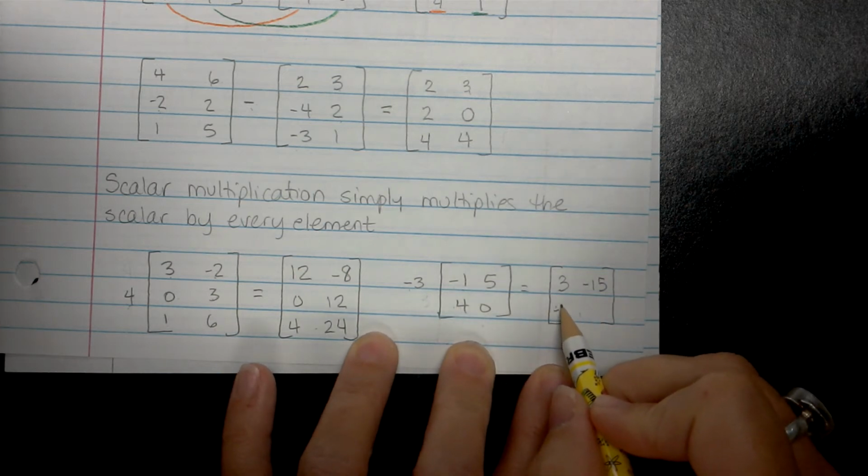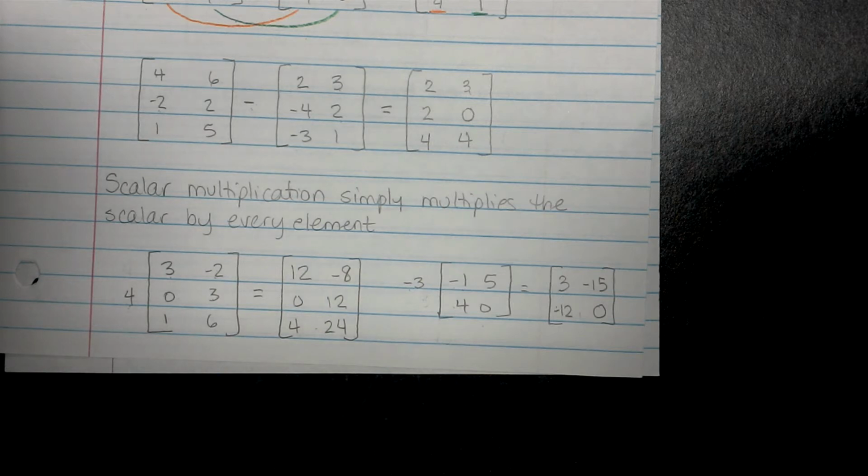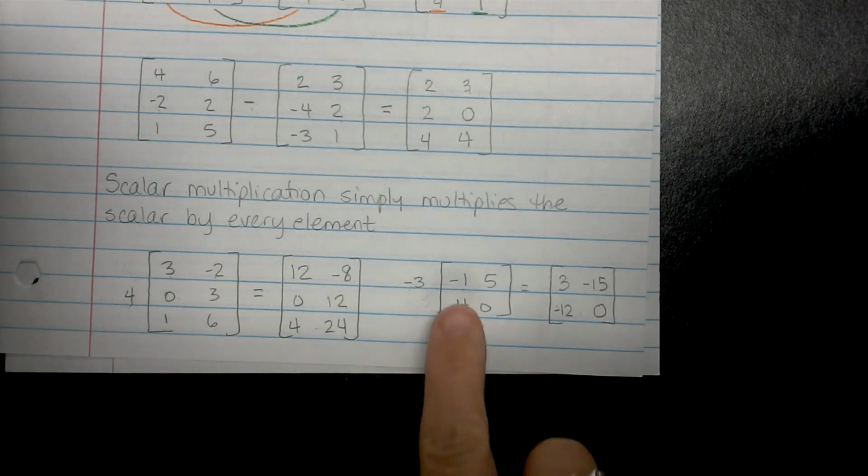-3 times 4 is -12. And anything times 0 is 0. So scalar multiplication is pretty straightforward. You just remember to multiply every single element and put it in the same position as the first element. Again, each of these numbers is called an element. So now let's put it together.